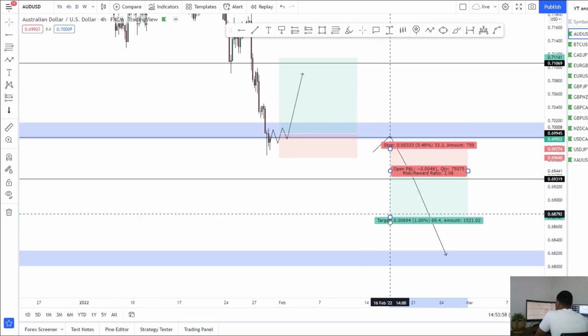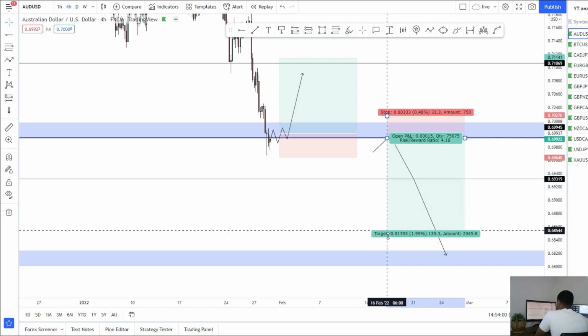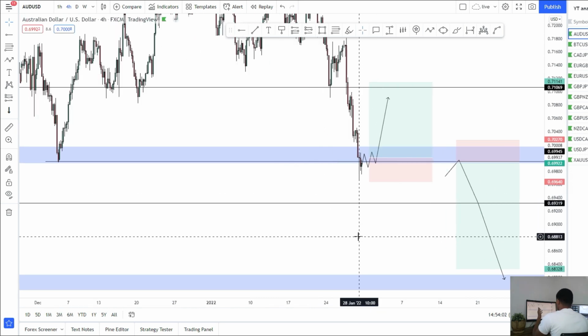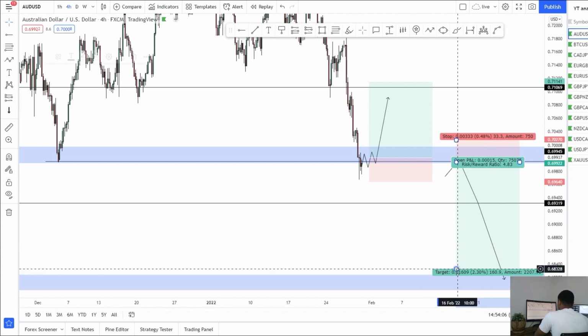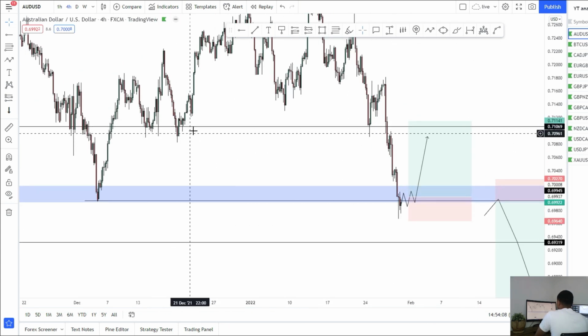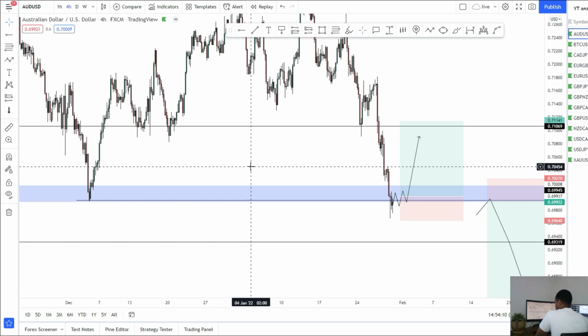So if you can respect that level, essentially looking for buys. If not, looking for sales. Really, those are our bearish targets: 0.69300, 0.68. And if you can respect that support, looking for a retest of 0.71.